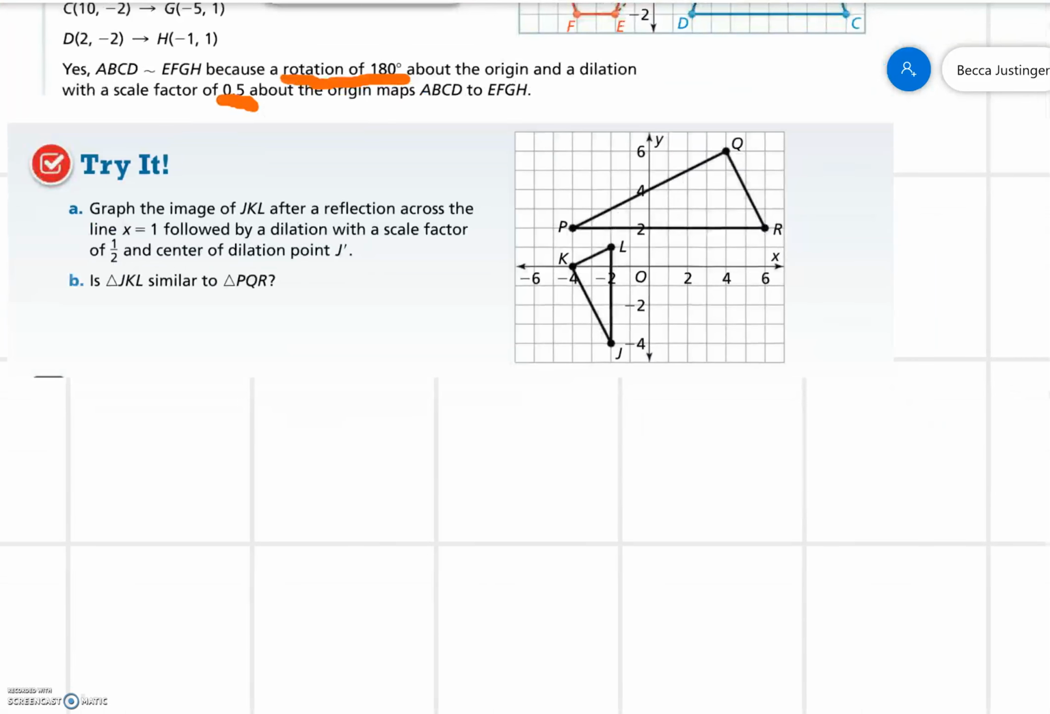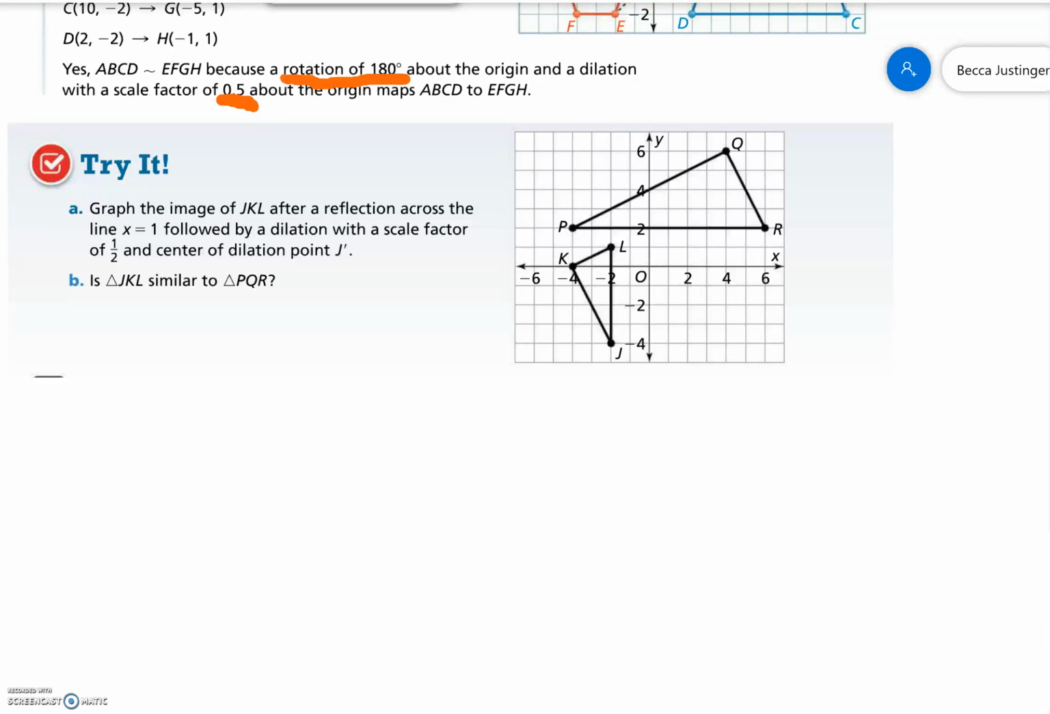Graph the image of JKL after a reflection across the line x equals 1, followed by a dilation with a scale factor of 1/2, and the center of dilation at point J. Okay, so first we're going to reflect over the line x equals 1. Remember, that's where it crosses the x-axis at 1. So JKL, J is 3 away, so we're going to go 3 away.